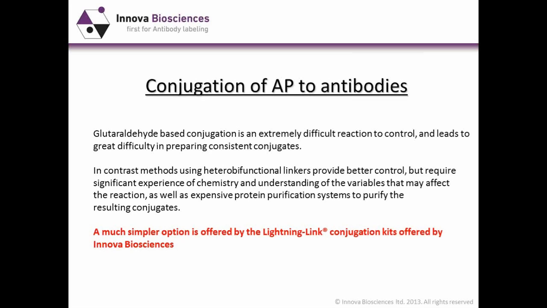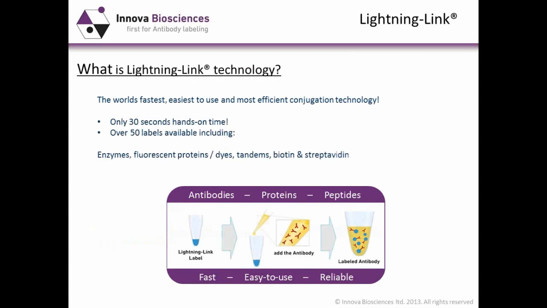A much simpler option for conjugation of alkaline phosphatase to antibodies is offered by the LightningLink conjugation kits offered by Innova Biosciences. And I'd just like to take a few slides to introduce the LightningLink kits from Innova and talk through how they can be an advantage, particularly in dealing with alkaline phosphatase conjugate preparation.